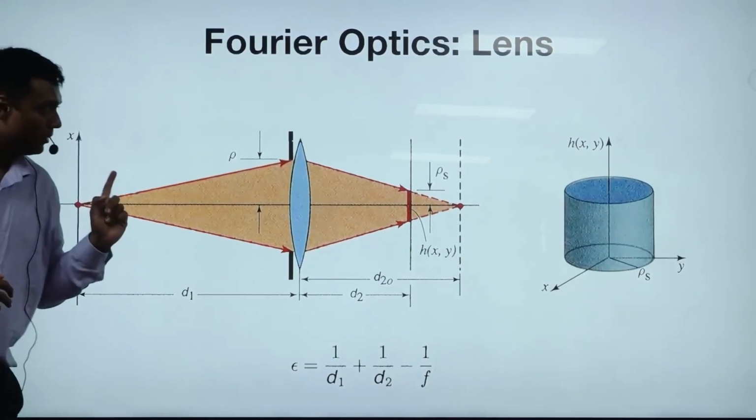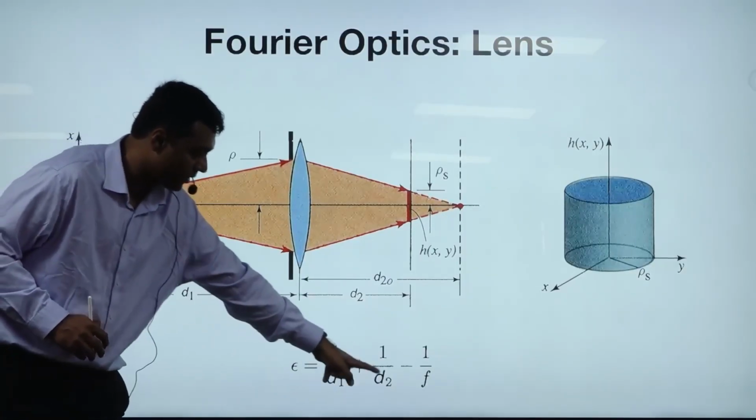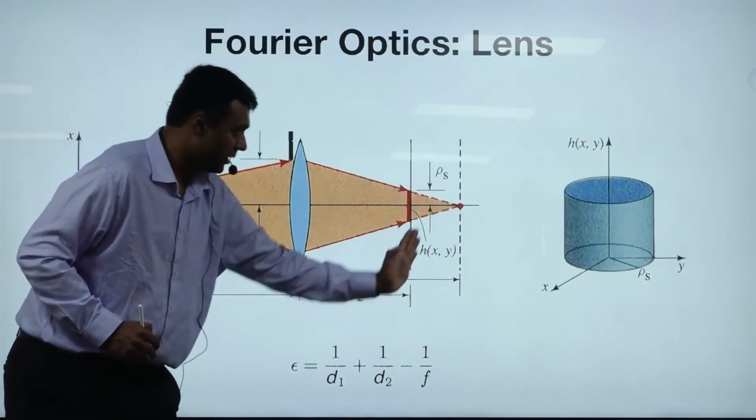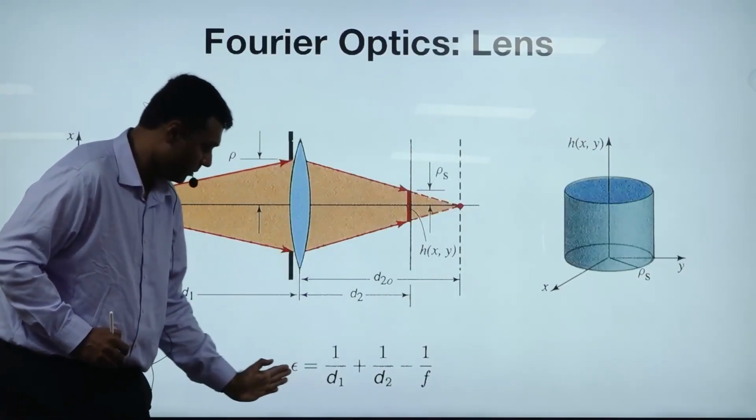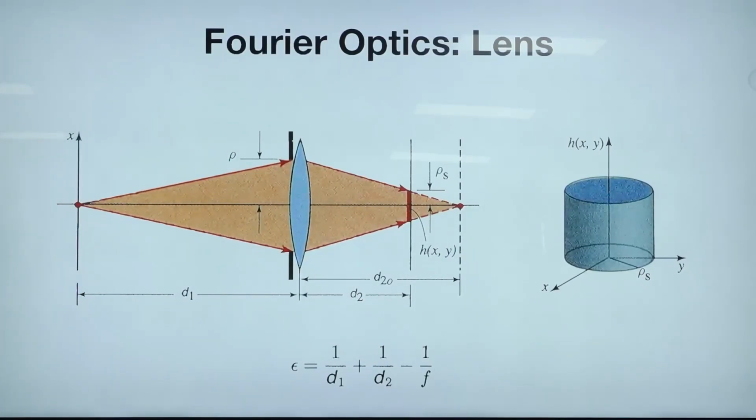Okay, so that's why you have defined 1 over d1 plus 1 over d2 minus 1 over f. If this is equal to 0, you are at this plane. But if you are not at 0, then epsilon tells you how far away from the image plane you are, and this is the parameter that quantifies that idea.